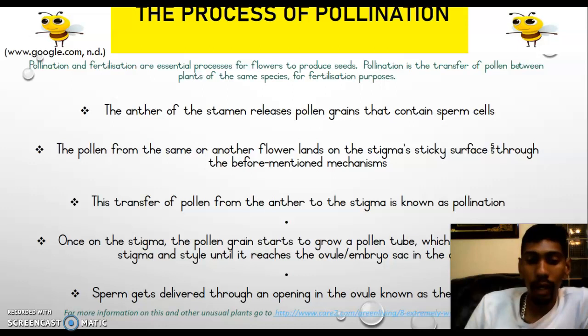Once on the stigma, the pollen grains start to grow a pollen tube, which penetrates the stigma and style until it reaches the ovule or embryo sac in the ovary. Sperm get delivered through an opening in the ovule known as the micropyle.